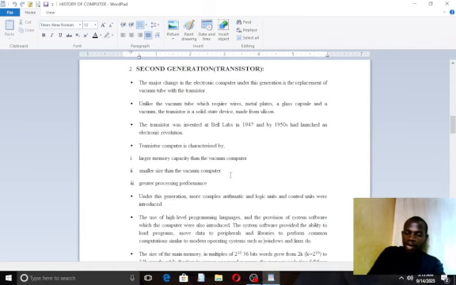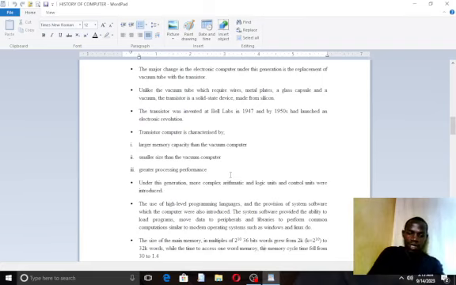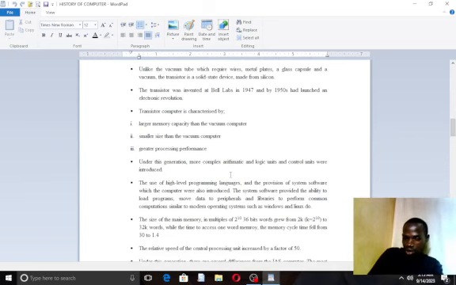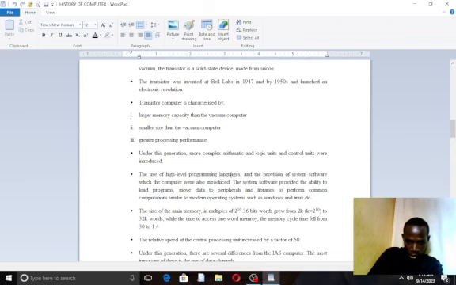The use of high-level programming languages and the provision of system software were also introduced. The system software provided the ability to load programs, move data to peripherals like printers, and libraries to perform common computations, similar to modern operating systems such as Windows.